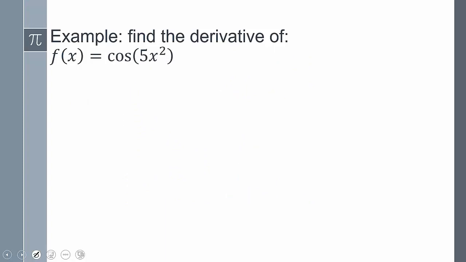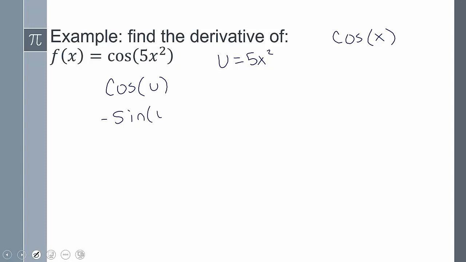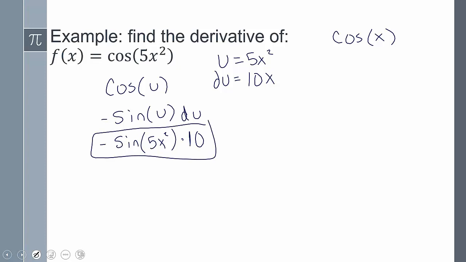The cosine of 5x squared. So I'll say u is going to be 5x squared because when we took the derivative of cosine of x, right, there's no power in that. So now this is going to turn to the cosine of u. So now taking the derivative of this, you get negative sine of u du. And so now this is negative sine of 5x squared times du, so it'll be times 10x. And so that right there is going to be the derivative.